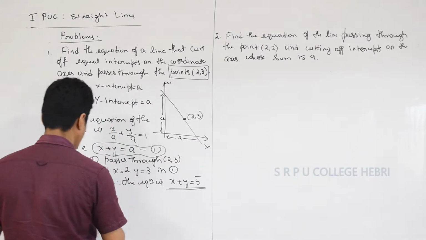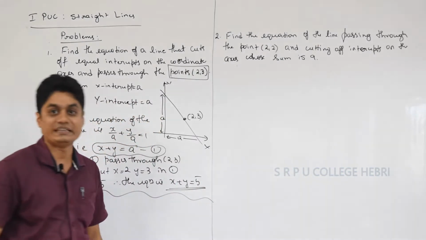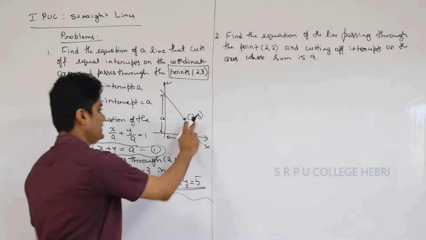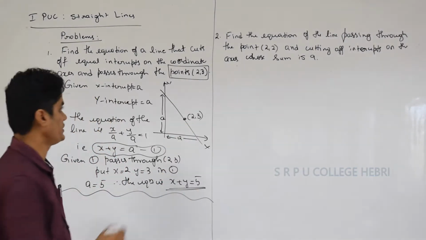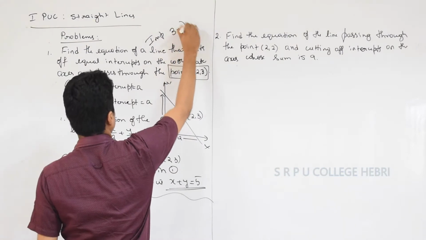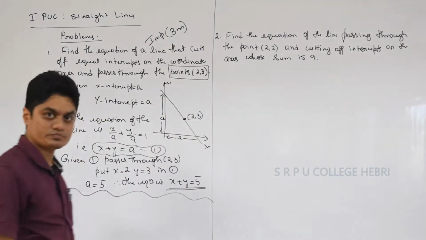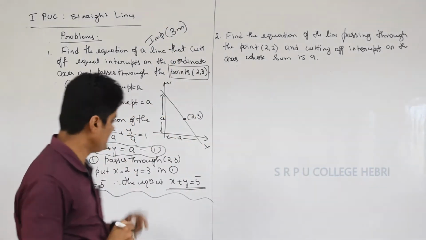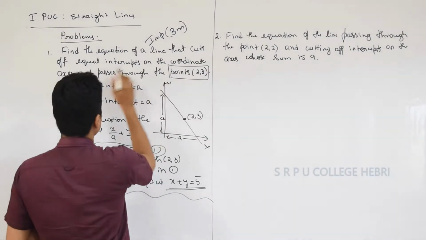So this is the equation of a straight line with equal intercepts as well as passing through the point (2, 3). Remember, this is an important question for 3 marks. Remember this 3 marks problem. Did you understand what I am saying? It is easy. Understand the data correctly.